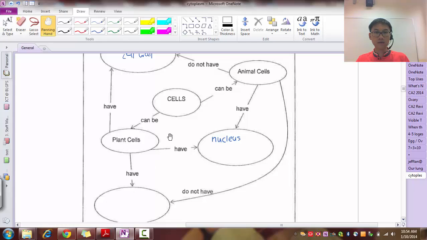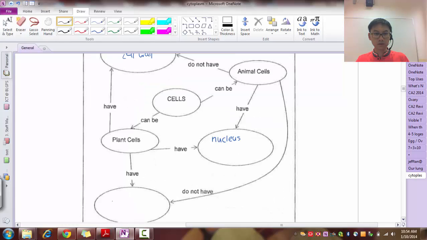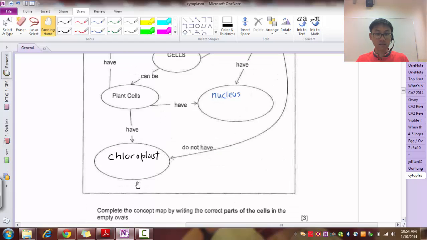Then plant cells have, animal cells do not have. Alright, let's make things clearer. I'll take away chloroplast here and write it below here. But if you switch it around, it doesn't matter. Here can either be cell wall or chloroplast, and here can either be cell wall or chloroplast, but you cannot have both the same. Alright?